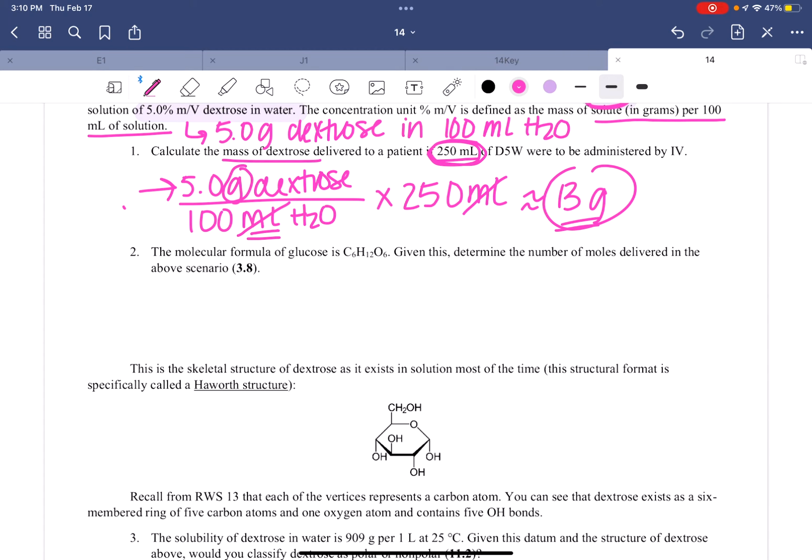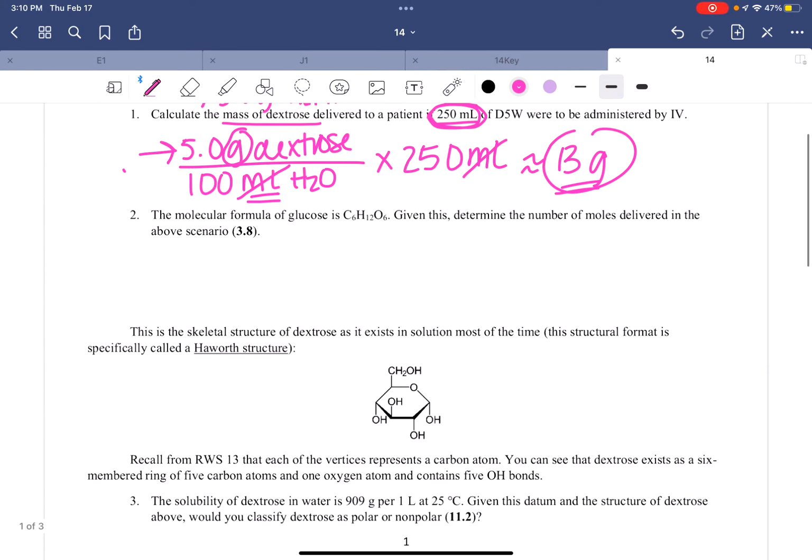So question 2 is asking to determine the number of moles delivered in the above scenario. And so we know that we start with 13 grams, and to go from grams to moles, we know that we have to divide by the molecular mass, but we don't have that yet, so we want to figure it out. So we're going to leave the start of the problem on the left, and then we're going to just calculate the molar mass really quick on the right.